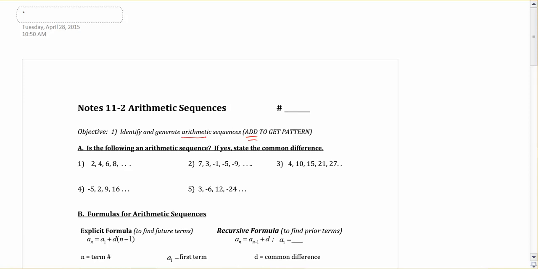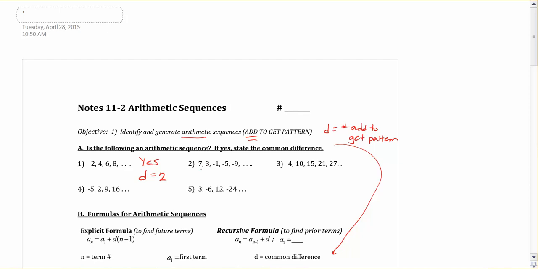So if you look at number 1, they ask, is the following an arithmetic sequence? If yes, state the common difference. The common difference is what we're going to add to get our pattern. D is going to equal your common difference. So D is the number you add to get the pattern. If it's not the same number for every single term, then it's not going to be arithmetic. If you look at 2, 4, 6, 8, I add 2, I add 2, I add 2. So yes, that is definitely an arithmetic sequence, and my common difference is 2.